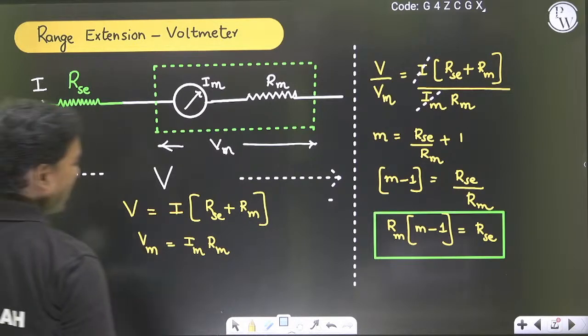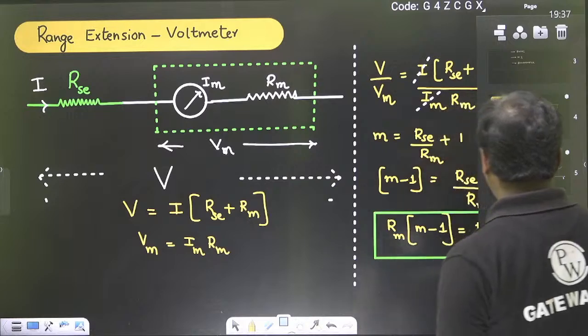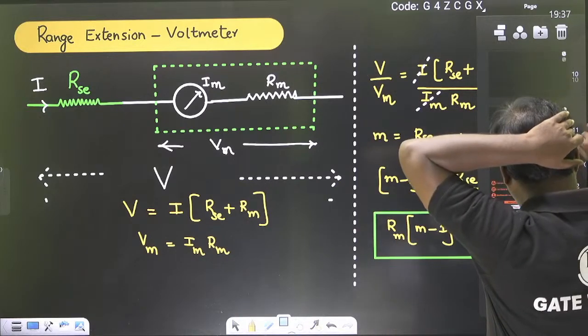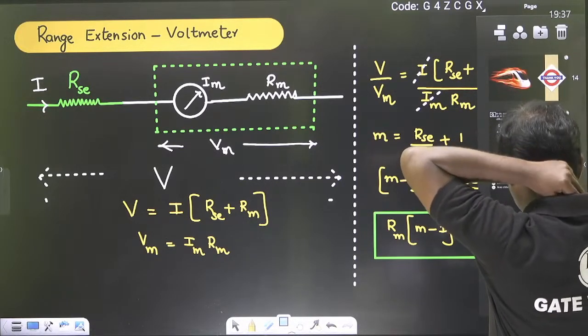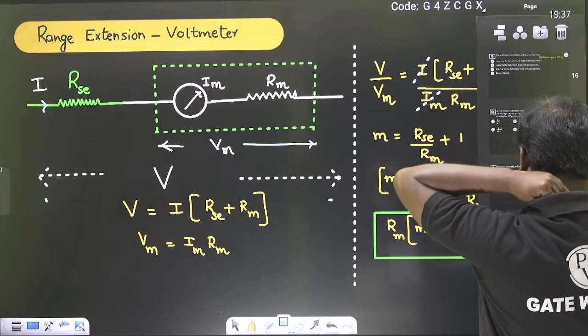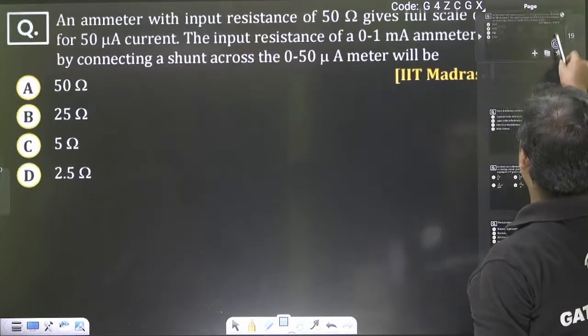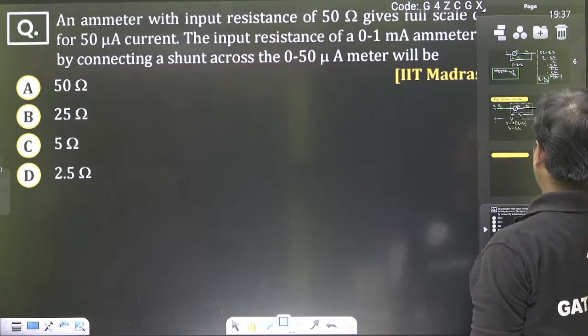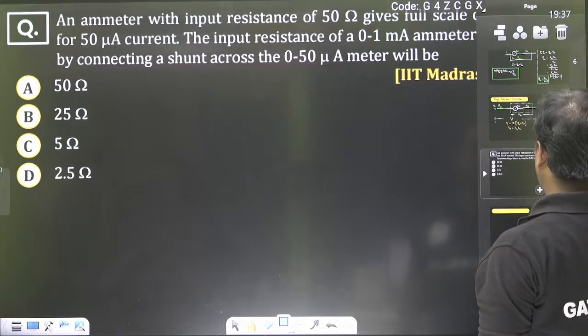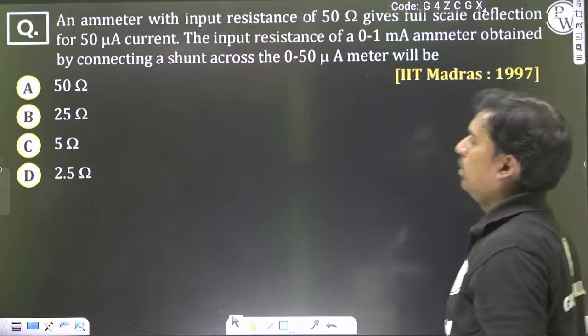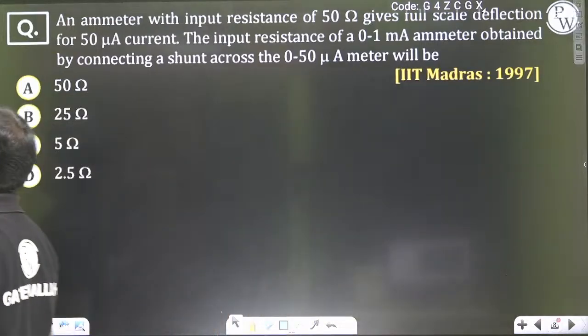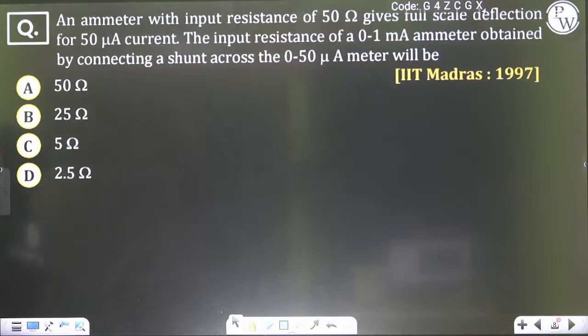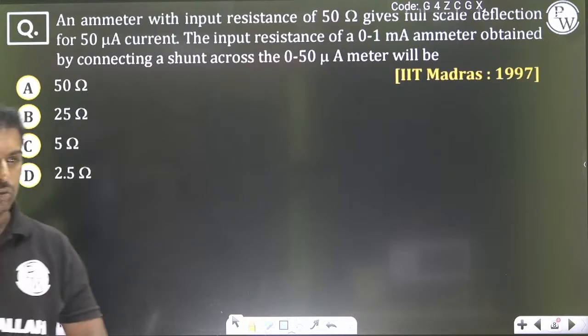Okay. So now based on this, let us go for the questions of the PMMC. So try to answer these questions. Very regularly asked questions these all are. GATE, IIT Madras 1997 question.